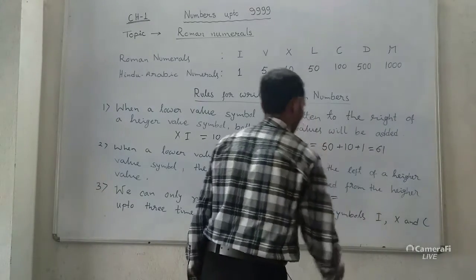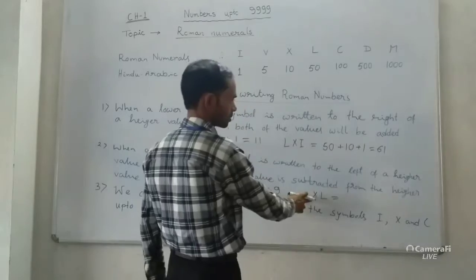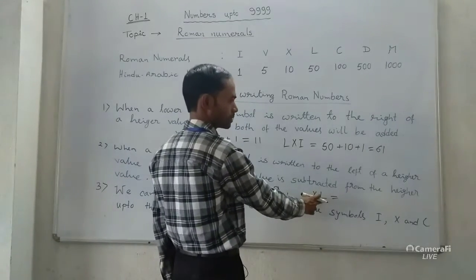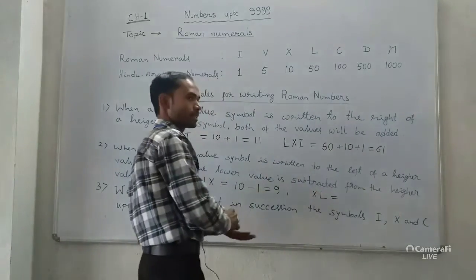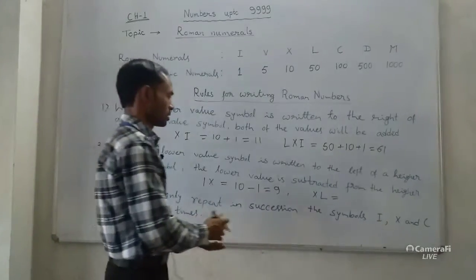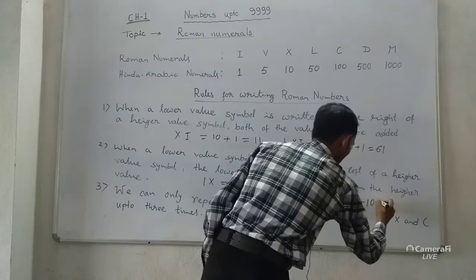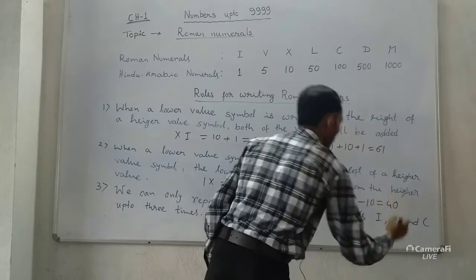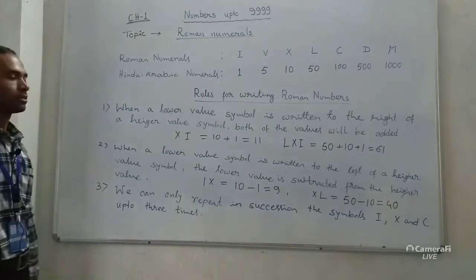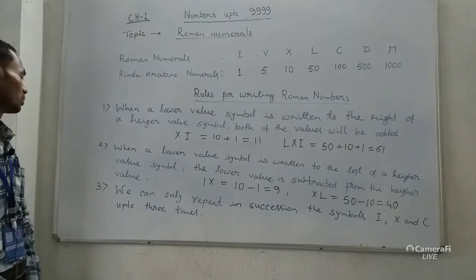Again, suppose XL. X is 10, which is less than L, which means 50, and it lies on the left side of 50. So L means 50, subtract 10, we get 40. So this is rule number 2.